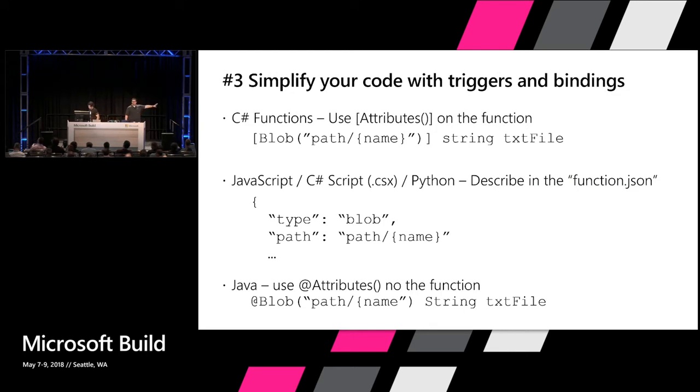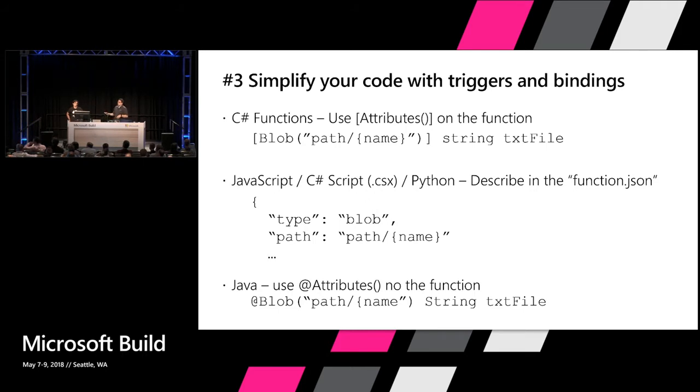Now, they manifest themselves in a few different ways. I have here some of the main languages. If you're using C-sharp in Visual Studio, you're writing attributes on your C-sharp method. And if you're familiar with writing web APIs, this is pretty familiar. It's the same way that I would describe a route or a from body parameter. Here you would specify that a specific parameter is a binding. So here I'm saying the string text file should actually be a file pulled from this specific blob, right? And so when this function triggers, that text file variable will be enriched with that blob data.